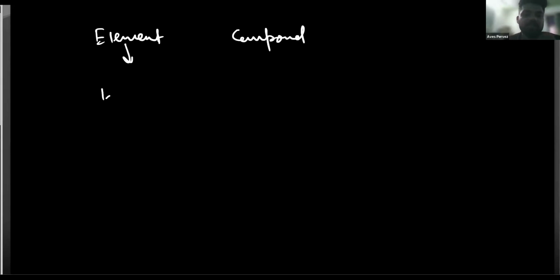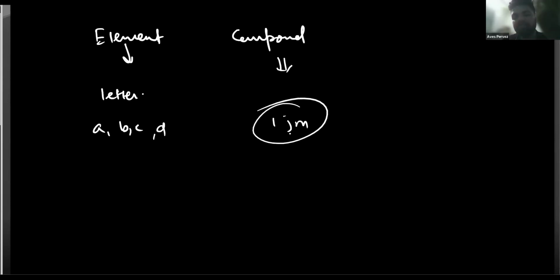Okay, letters, like we have letters A, B, C, D, P, Q, R, Y, Z. Let's consider that these are some elements. And you know that if I write some letters, for example I, J, M, does it make any sense? Does it form any word? No, it is not forming any word.